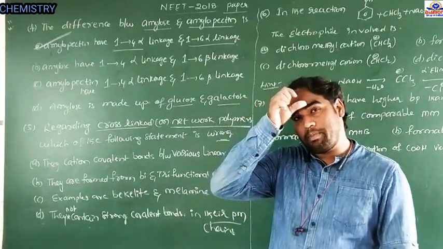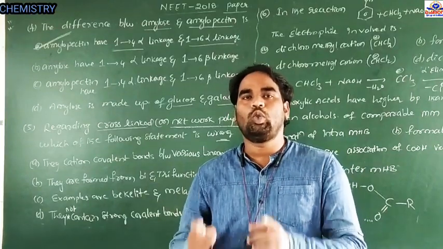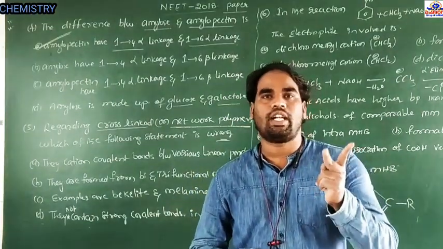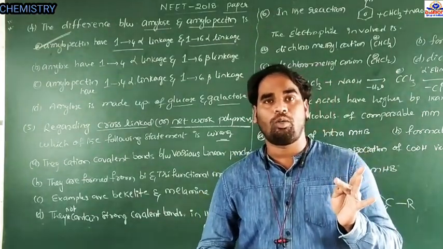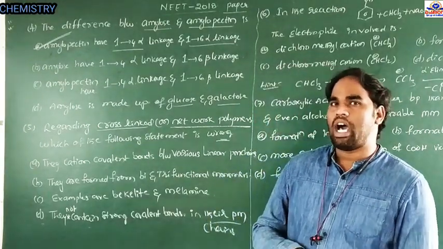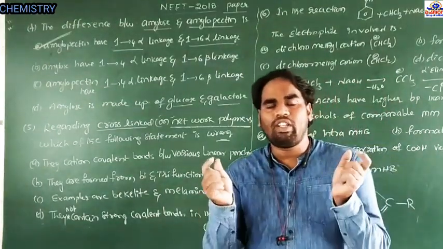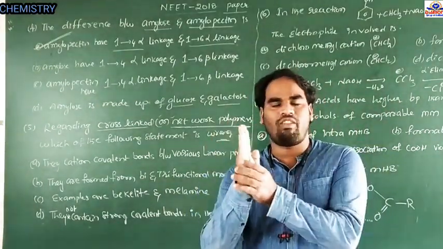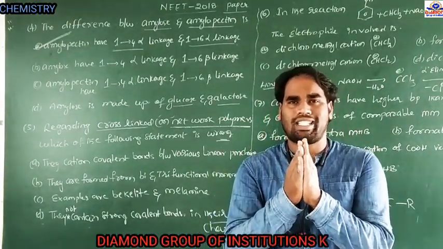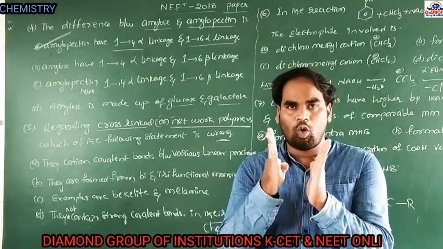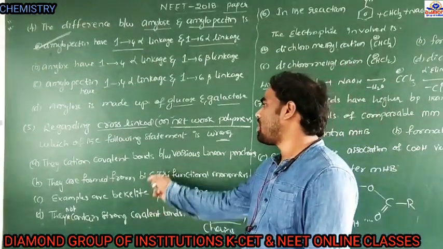So here the cross-linked or network polymers are formed from monomers. Those monomers contain bifunctional and trifunctional groups. Okay, so if the monomers contain bifunctional and trifunctional groups, then those monomers form cross-linked and network polymers. They form cross-linked or network polymer. Between these monomers, strong covalent bonds are present.